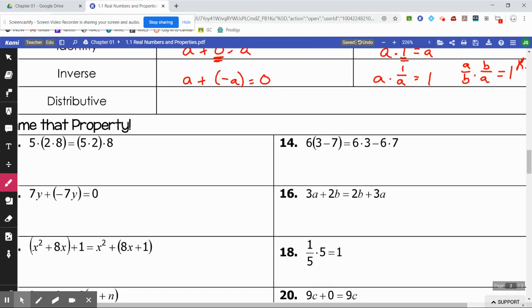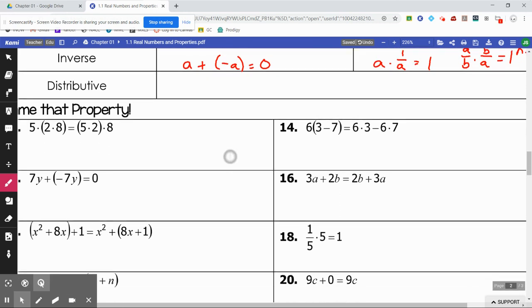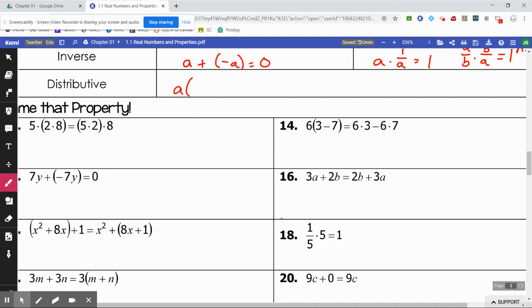Then finally, the distributive property says if you have a value being multiplied by a sum, you can distribute that a. You can do a times b, and you can also do a times c. So it'd be a times b plus a times c.